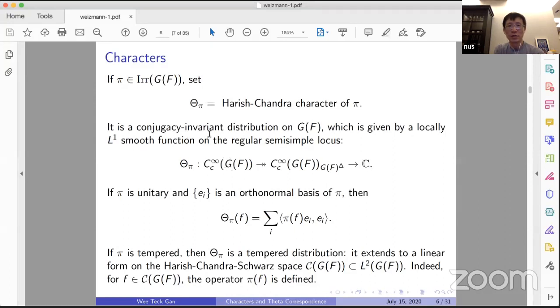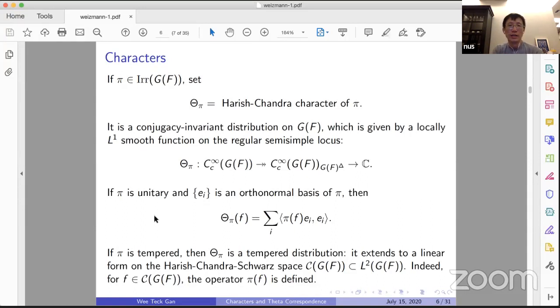And the fact that it is conjugacy invariant means the following. Of course, this space, C_c^∞(G_F), is a G_F × G_F module with action by left and right translation. You can restrict that action to the diagonal copy of G_F, then that action becomes conjugation. To say that this distribution is conjugacy invariant means that it factors through this co-invariant space. Here I'm taking the diagonal copy of G_F, which acts on G_F by conjugation, and it factors through this co-invariants.